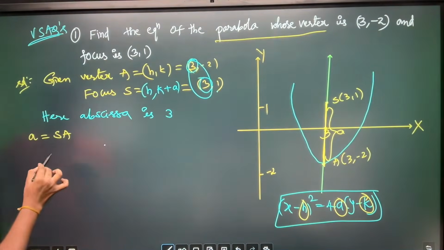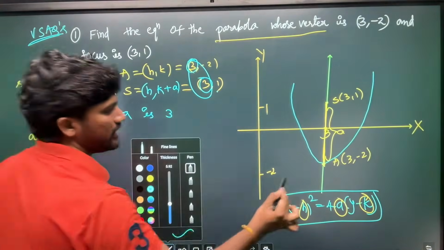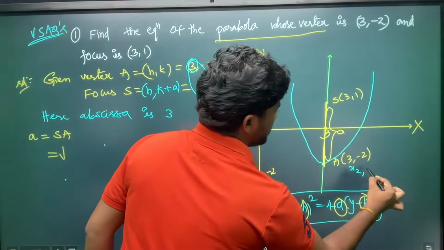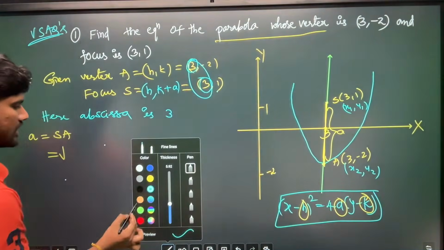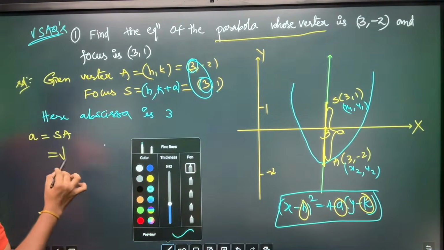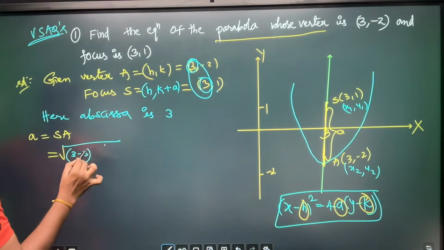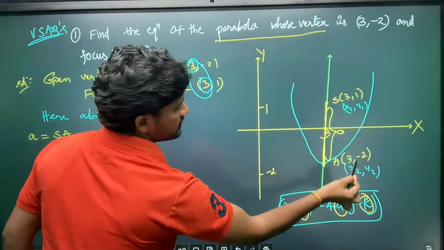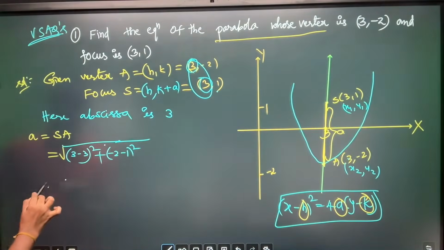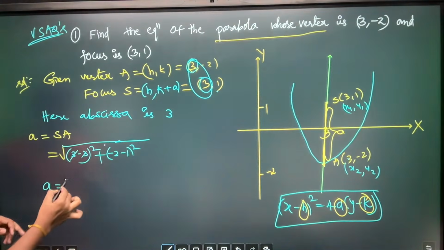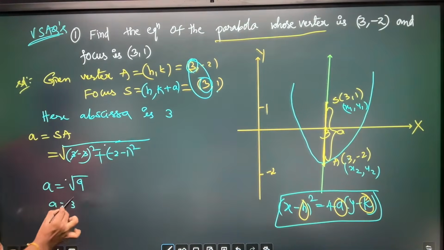So the distance between S and A, you know very well the formula: square root of (x2 minus x1) whole square plus (y2 minus y1) whole square. Take this as x2, y2 and this as x1, y1. So from this condition, if you apply it, what will you get? x2 minus x1 is 3 minus 3 whole square, plus y2 minus y1 is -2 minus 1 whole square. Clear? So small a is equal to plus square root of 3 minus 3 cancels to 0, minus 3 whole square, that is 9. So a is equal to 3.